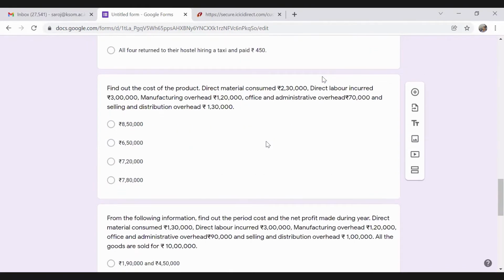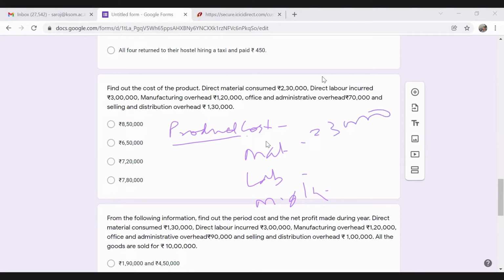Find out the cost of the product. Product cost, as I have said repeatedly, means manufacturing cost: material, labor, and manufacturing overhead. Don't add everything. So 2,30,000, 3 lakhs, and 1,20,000, that is 6,50,000. The other two are period costs. Period cost doesn't form part of your inventory or your product cost, so we will not take these two into consideration.